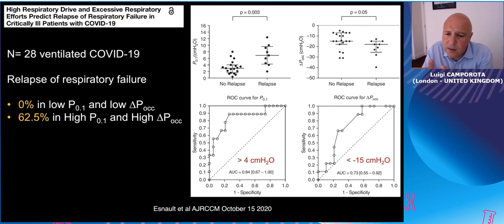And one last thing which is important is that we need to be careful when we transition the patients from a mandatory ventilation to a spontaneous ventilation. And you can see here, for example, if the respiratory drive is very high, as we can see from a P0.1 that is greater than 4, or an occlusion pressure that is more negative than -15, these are the patients at very high risk of relapse and respiratory failure. And you can see about 2/3 of these patients with high drive and high effort had a relapse in respiratory failure, compared to 0% in patients with low respiratory drive and effort.